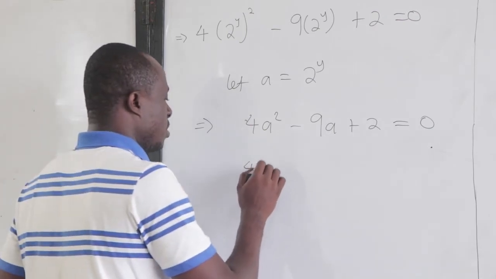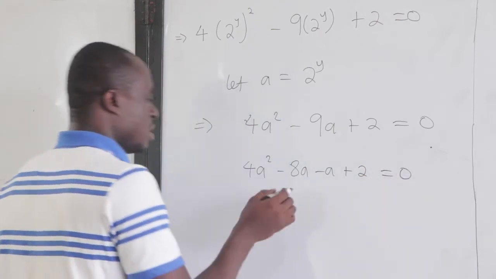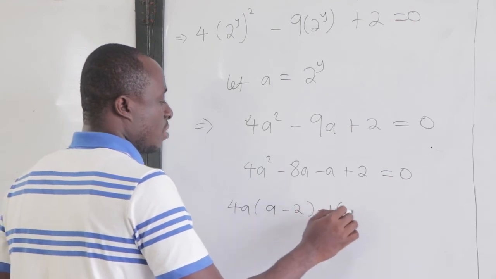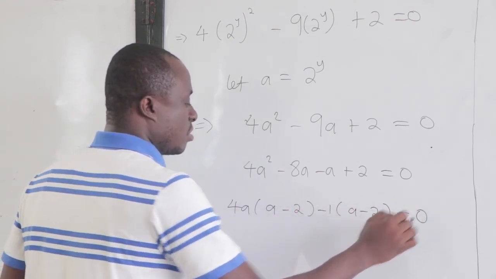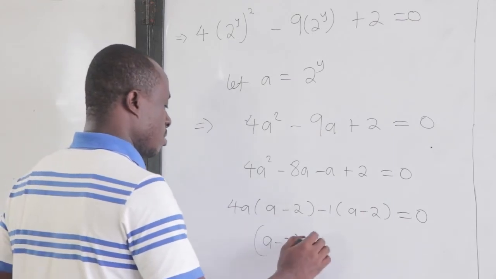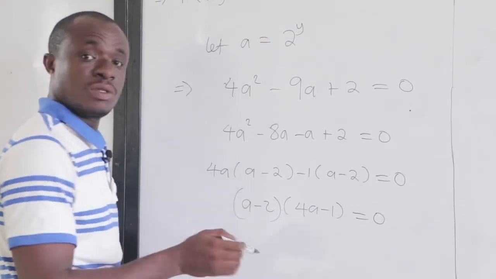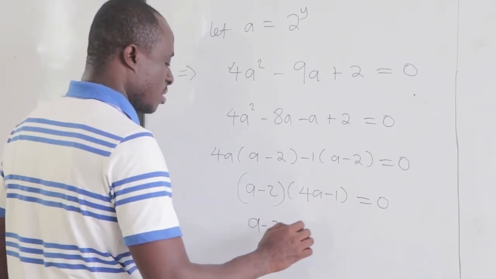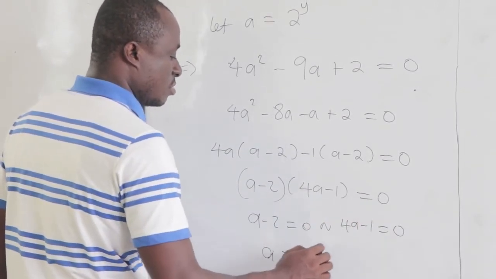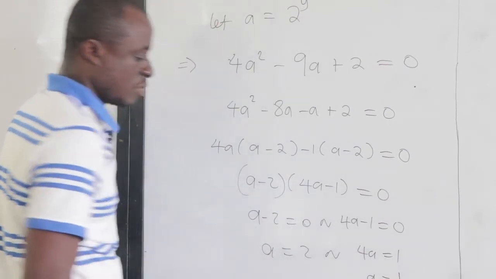So you have 4a squared minus 8a minus a plus 2 equals 0. What is common here? 4a is common. You have a minus 2, minus 1 times a minus 2 equals 0. A minus 2, and 4a minus 1 equal to 0. You are multiplying two things equals 0, so we have a minus 2 equals 0, or 4a minus 1 equal to 0. A equal to 2, or 4a equal to 1, a equal to 1 over 4.